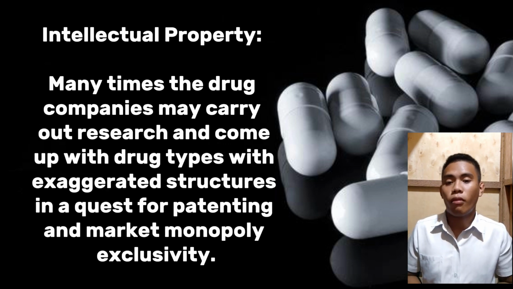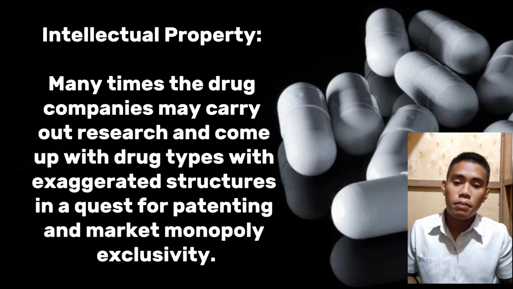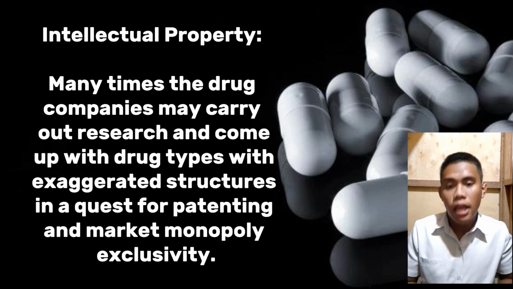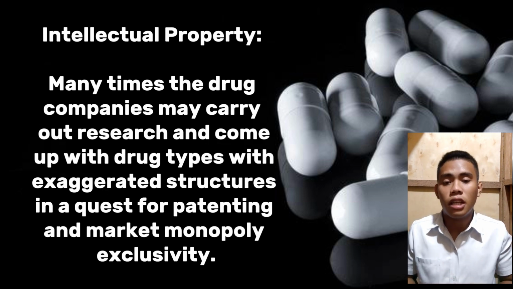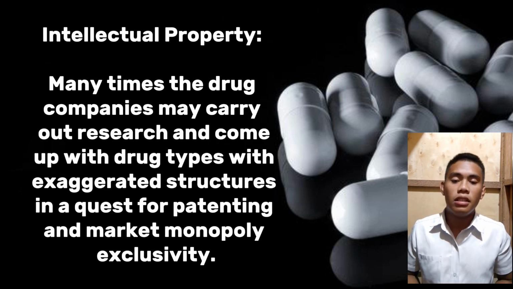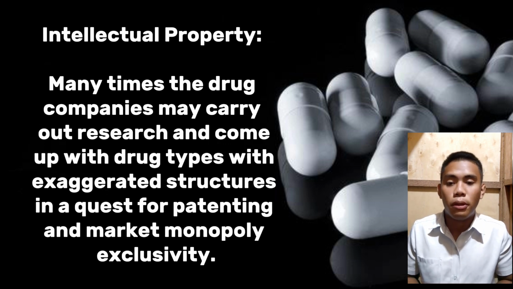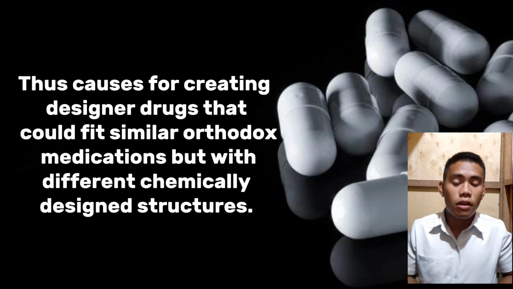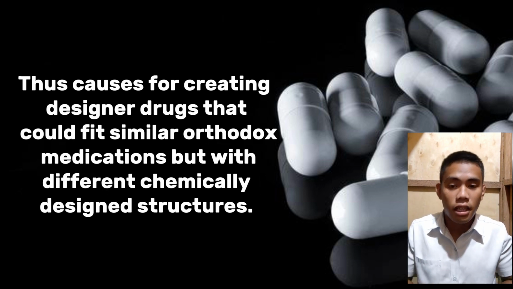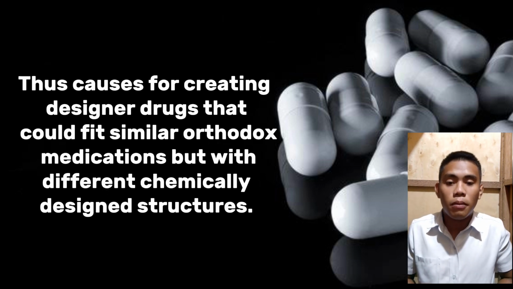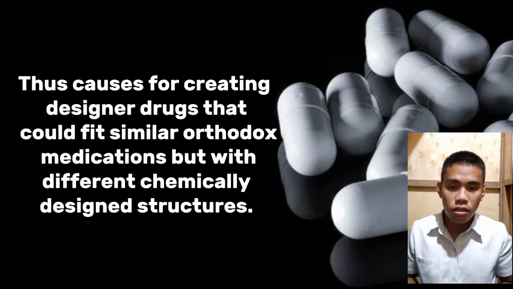Number 2, intellectual property. Many times the drug companies may carry out research and come up with drug types with exaggerated structures, acquired for patenting and market monopoly inclusivity, thus creating designer drugs that could fit similar orthodox medication but with different chemically designed structures.